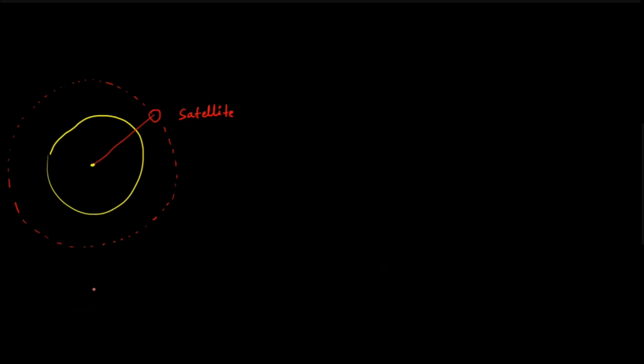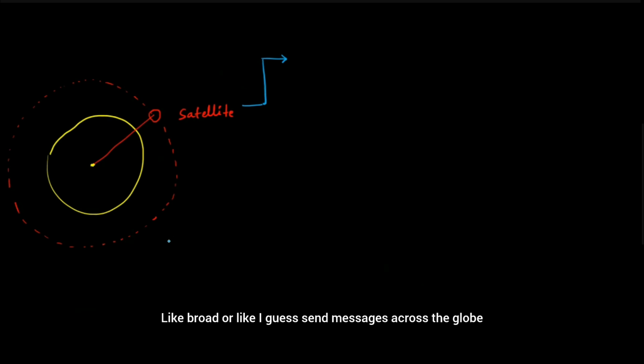So now just tell me, first of all, how many types of satellite do we actually have? How many types of satellite do you know? I guess only the one that receives the waves and sends them back. Like the satellites that receive radio waves from the Earth and then send them back. Why are we doing this? To send messages across the globe or broadcast stuff.